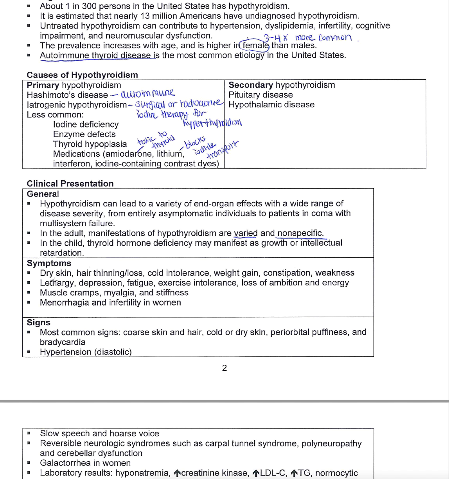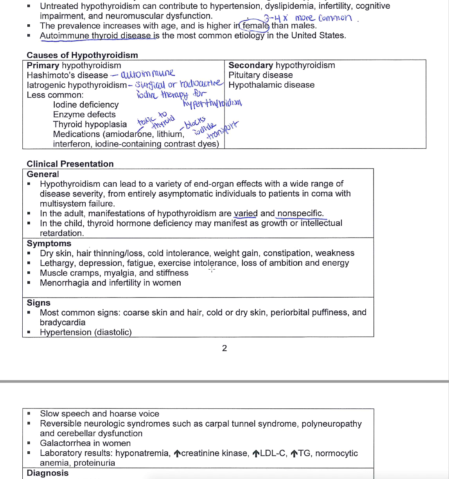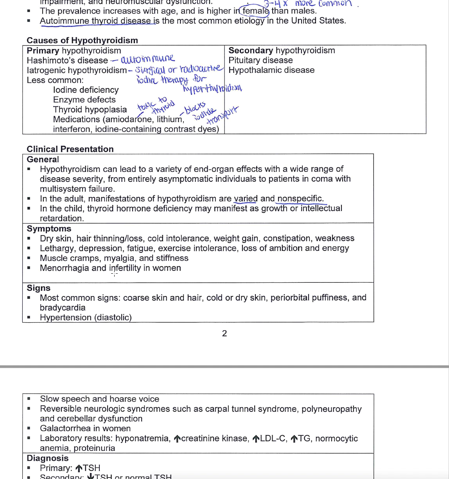So really the most common symptoms are dry skin, hair thinning and loss, brittle hair, cold intolerance, weight gain, constipation, weakness. Our metabolism will be very slow when patients don't have enough thyroid hormones. So anything to do with slow metabolism, that's what you're gonna see in the patient presentation and symptoms. So depression, fatigue, exercise intolerance, also infertility in childbearing age women is very common as well.